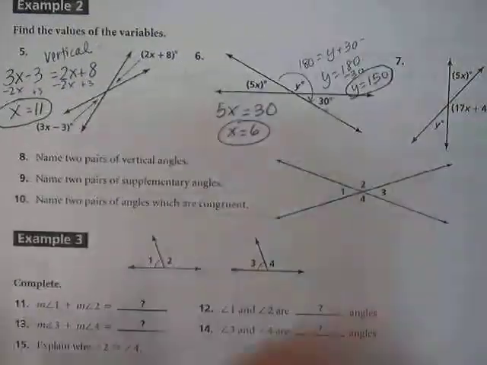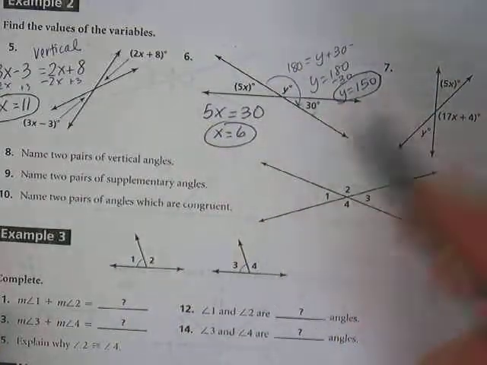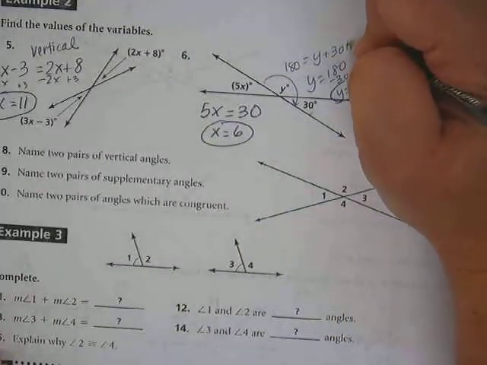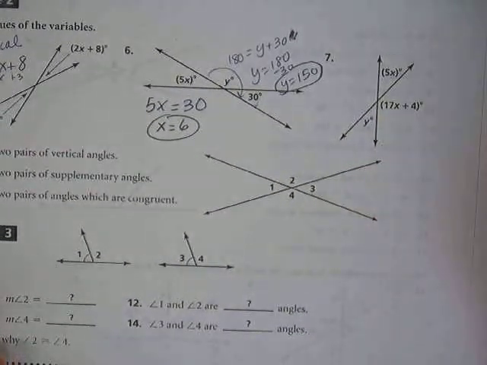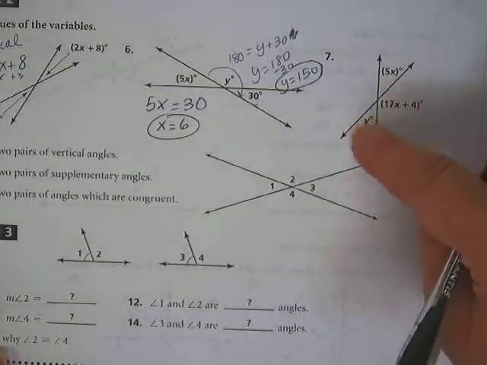Now I made that a little bit complicated by using algebra. Is that really something you could quickly do in your head? Oh, there's a 30. They add up to 180. 180 minus 30, 150. Right? I kind of did it a long way.